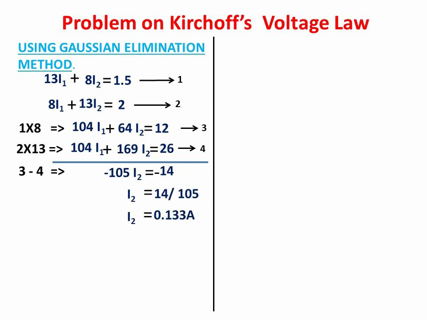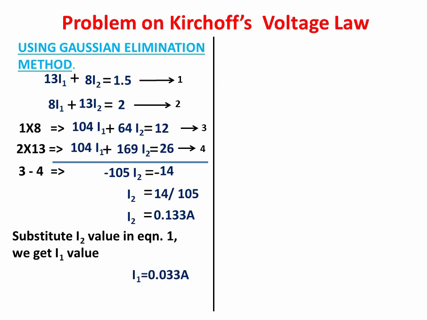From that equation, we can have the I2 value. I2 value is 0.133. What is the unit of current? Ampere. So I2 is equal to 0.133 ampere. Next, you have to find the I1 value. So substitute that I2 value in equation number 1. We get the I1 value as 0.033 ampere. So far, we have found the values of I1 and I2. So we just stop here. How to find I1 and I2 values from these two equations by using a calculator, we will see next.